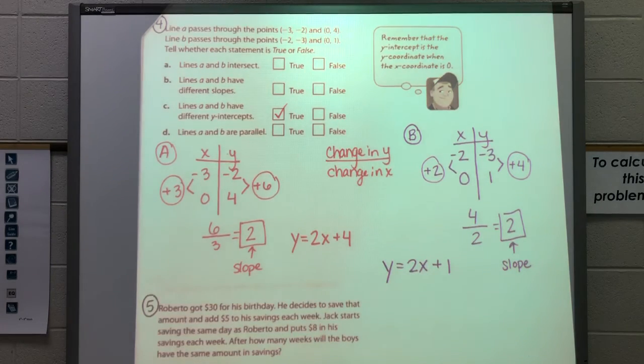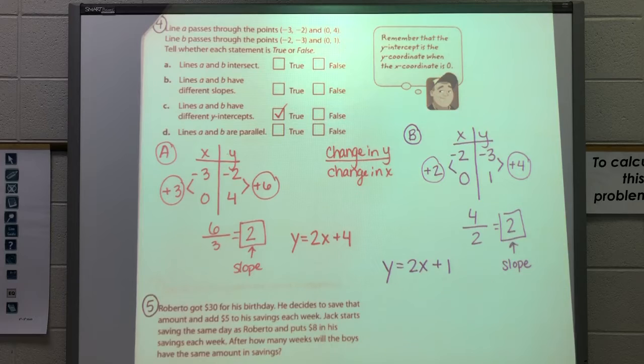Now, let's go back through those choices that we were given. Lines A and B intersect. Well, you have to think back to your number of solutions. Are they going to intersect if they have the same exact slope but different y-intercepts? The answer is no. This is actually a no solution problem. Even though that's not one of the choices, this is no solution, meaning they're going to be parallel, which answers part D. They're not going to intersect.